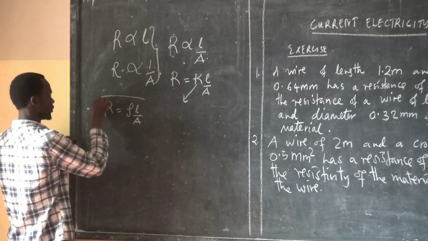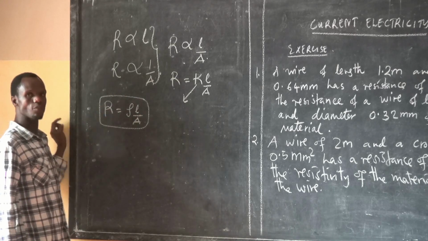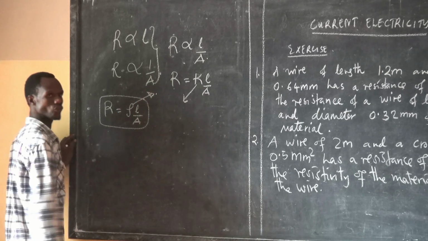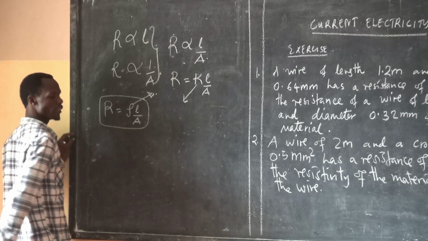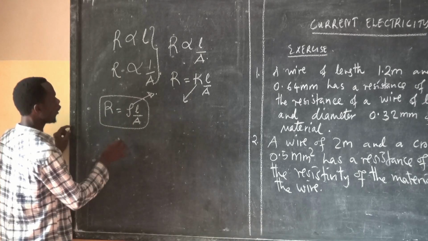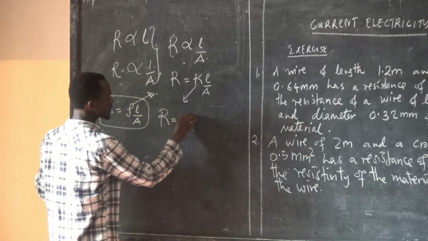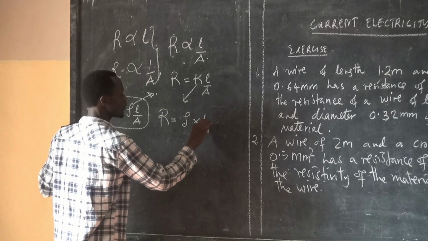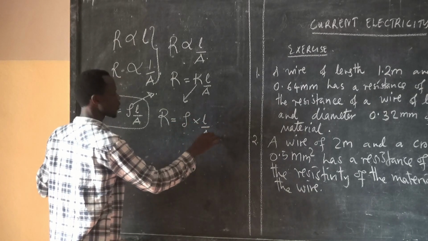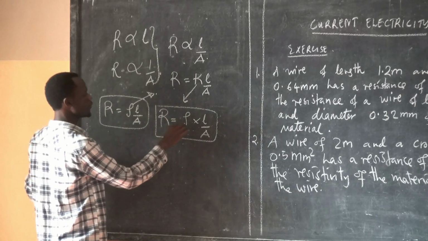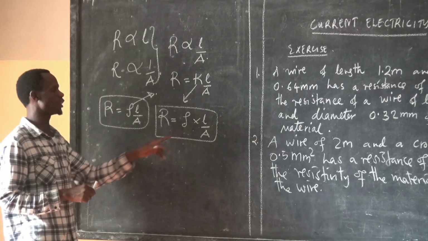Kwa hii ndo kanuni. Kwamba unapotafutia resistance of the material, lazima kwanza consider resistivity of the material. Kwa hiyo hapa resistivity of the material. Now, in short, resistance of the material is equal to resistivity multiplied by length of the conductor divided by cross-section area. Kwa hiyo ndo kanuni. This resistivity of the material determines the nature of the material.